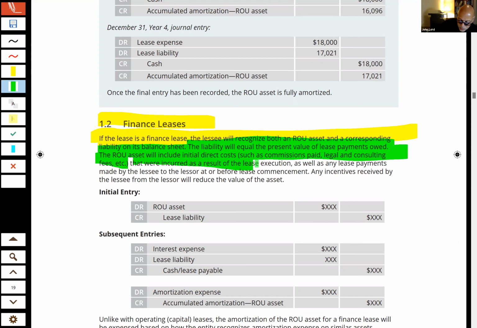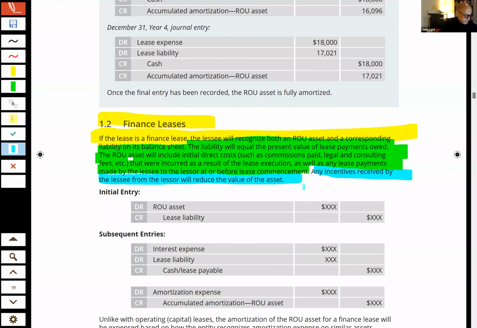that were a result of the lease execution, as well as lease payments made by the lessee to the lessor at or before the lease commencement, deposit, anything like that, down payment, and any incentives received by the lessee from the lessor will reduce the value of the asset.